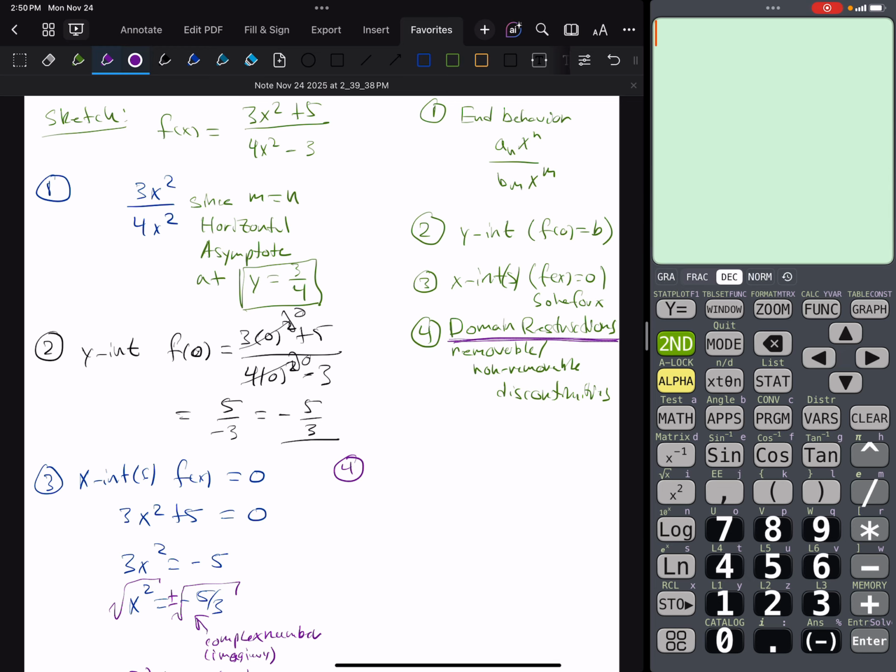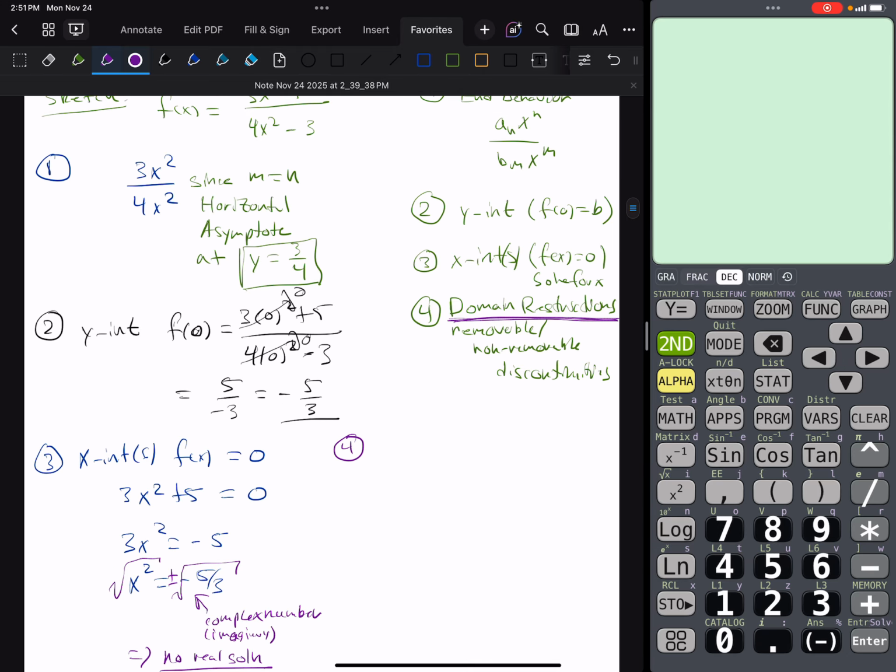And so what I need to check is, can I simplify this? If I can simplify it and any zeros cancel out, those become removable discontinuities and they're holes in my graph. If I can't simplify and the 0 is still in my denominator when I have a simplified form, then I have what's called a non-removable discontinuity, and it shows up in the graph as an asymptote, a vertical asymptote.